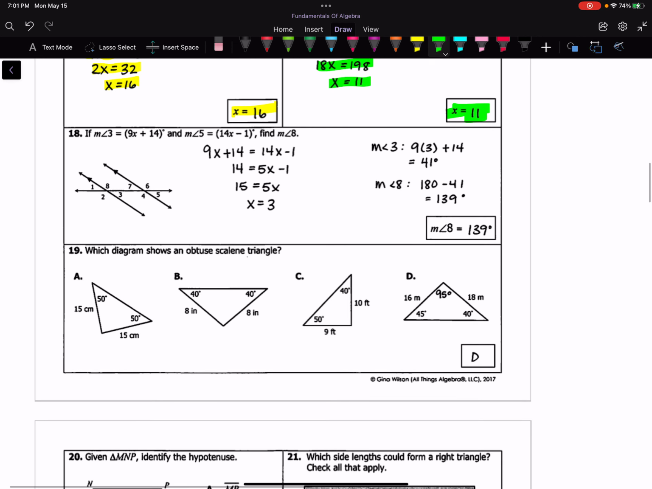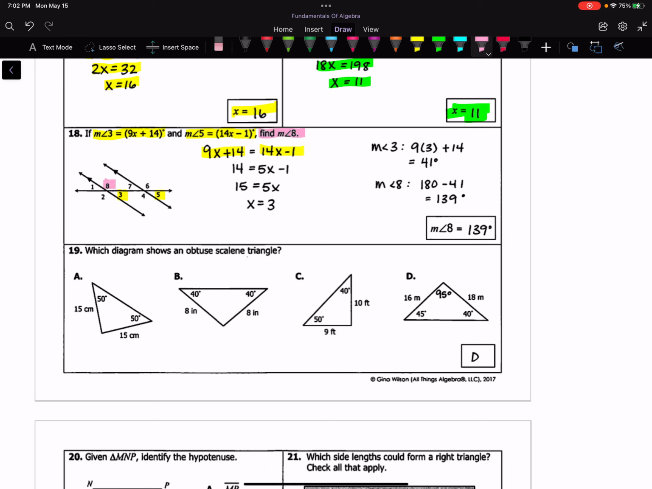Now let's take a look. We know the measure of angle 3 right here is 9x plus 14 degrees, and the measure of angle 5 right there, which looks to be a corresponding angle, correct, is 14x minus 1. So since they're corresponding angles, we can set those two expressions equal. Once again, we're not finding x anymore. We're finding the measure of angle 8.